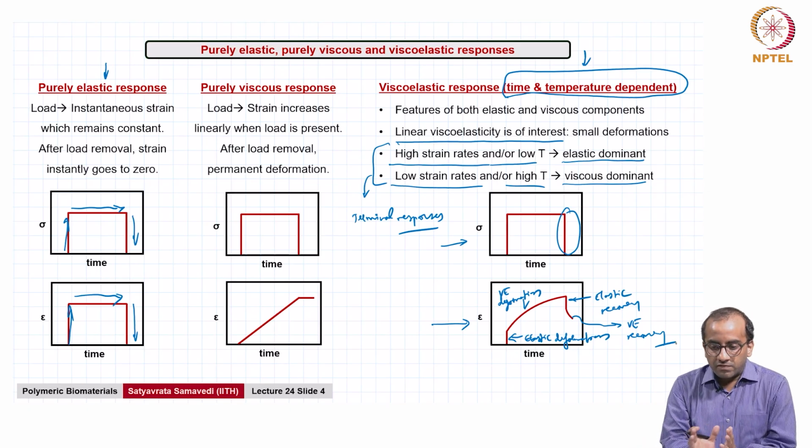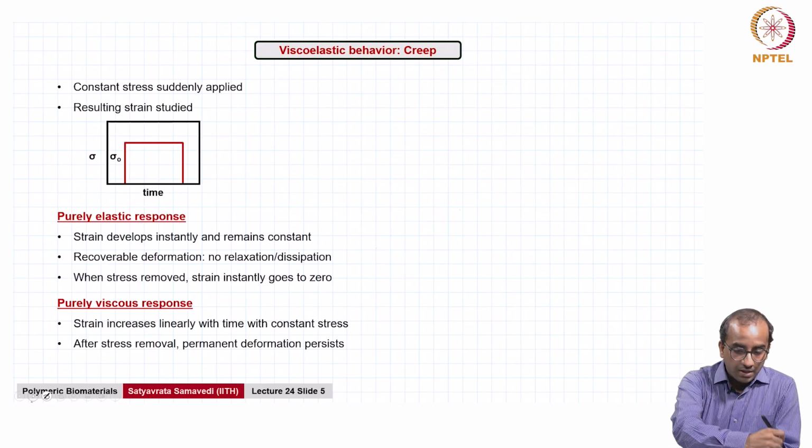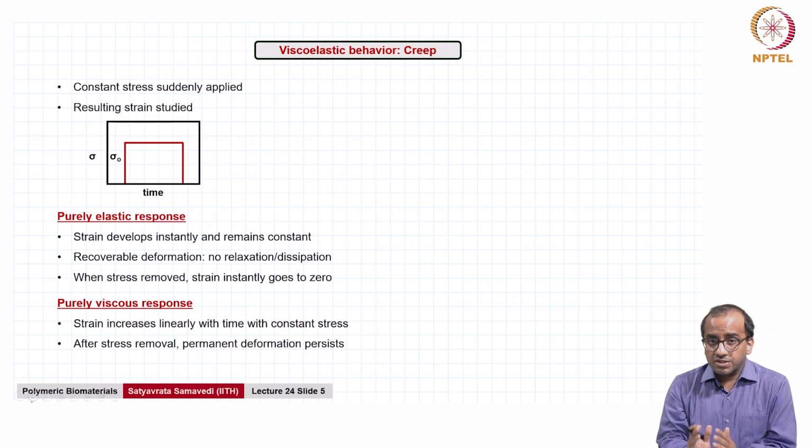Now, having broadly looked at the extremes, namely the elastic and viscous responses and also the viscoelastic response, we are in a good shape to understand viscoelastic behavior based on two important tests. One is creep, the other is stress relaxation. So, first we will look at creep. Remember, we have already said strain rate sensitivity is a very important aspect of viscoelasticity. Now, we are going to look at two other aspects which are characteristic features of viscoelasticity, namely creep and stress relaxation.